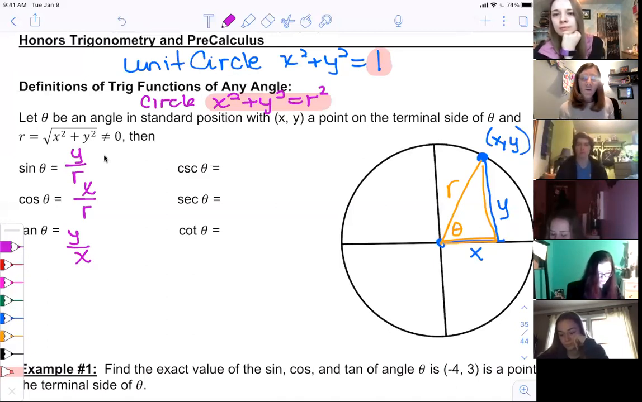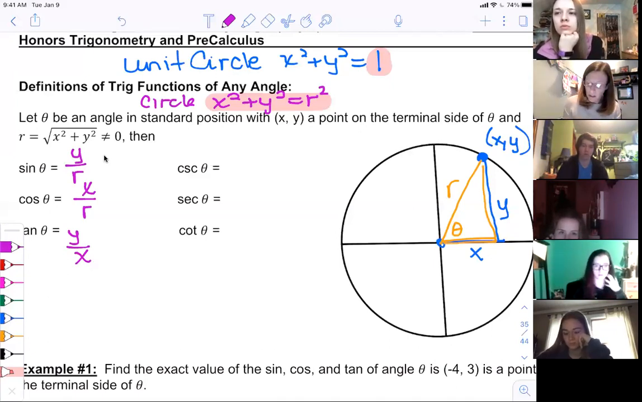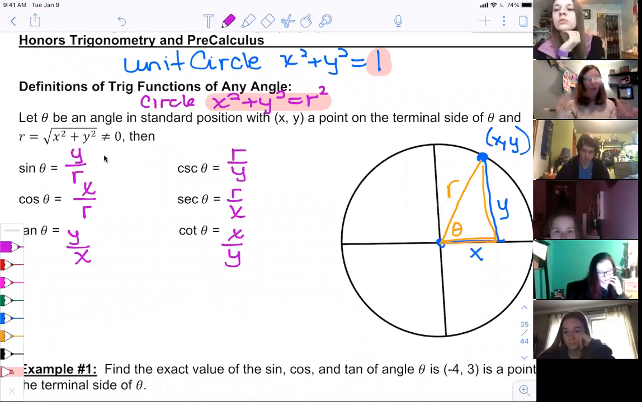So Evan, if I wanted to find the cosecant and I knew the sine, if the sine is y over r, what do you think the cosecant would be, Evan? R over y. How about the secant? R over x. And then the cotangent, x over y. Yeah, because they're reciprocals. So that's that reciprocal fact. That is that identity, that they are reciprocals of each other.